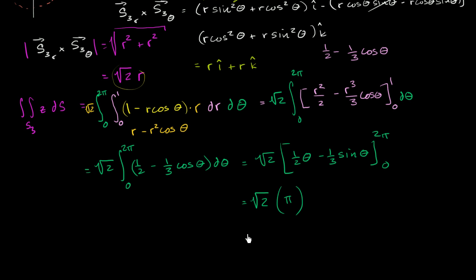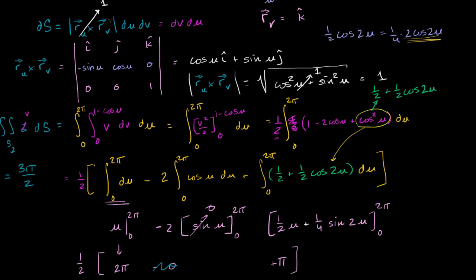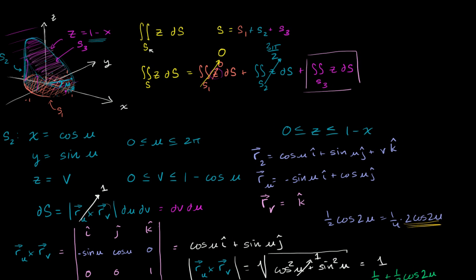And we are done. We have evaluated surface 3. The surface integral over surface 3 is square root of 2 pi. And we are done. So this part right over here is root 2 times pi.